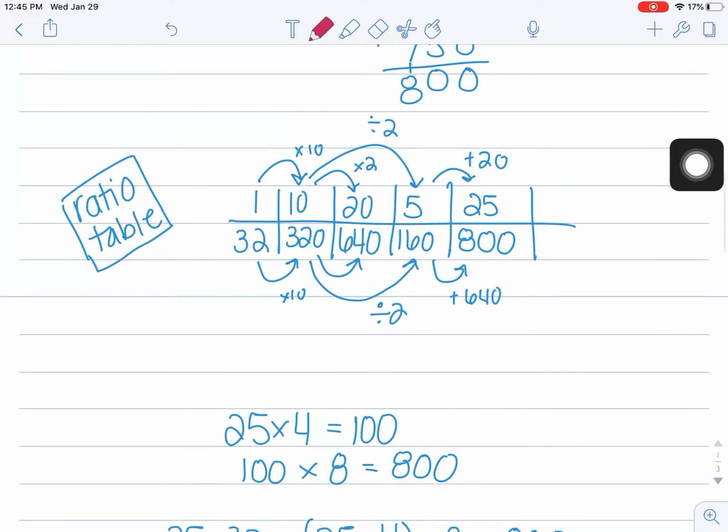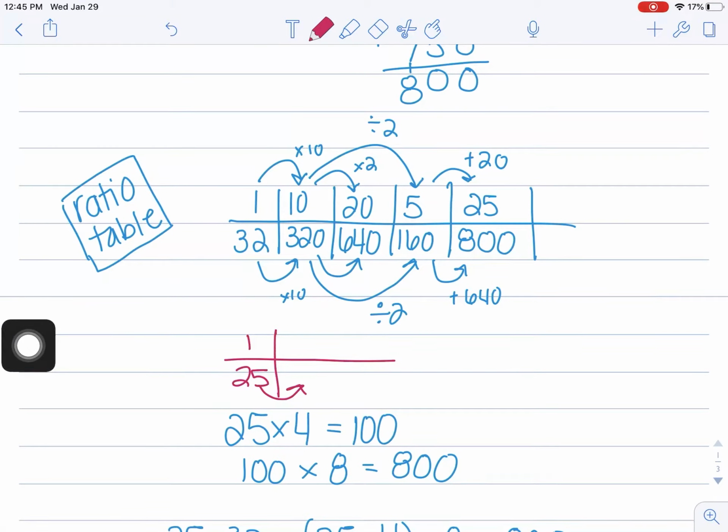And then another one that we used was ratio tables. A ratio table could have been done by using 1 and 32, or we could have also done 1 and 25, and the goal would have been to multiply 25 by 32. As you look at a ratio table, it's almost input and output. So 1 times 32 is 32. 32 times 10 is 320. 32 times 20 is 640. We use this section up here to help us with whatever the other factor is by multiplying it to see what the product is. This can also be used for dividing and finding equivalent fractions.